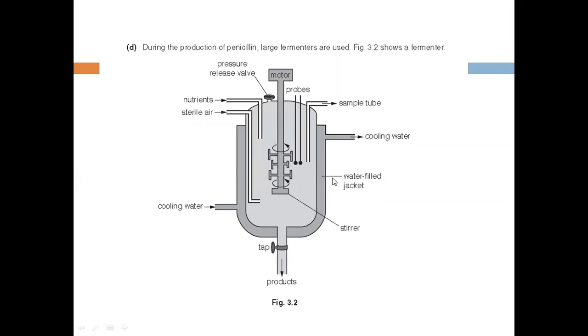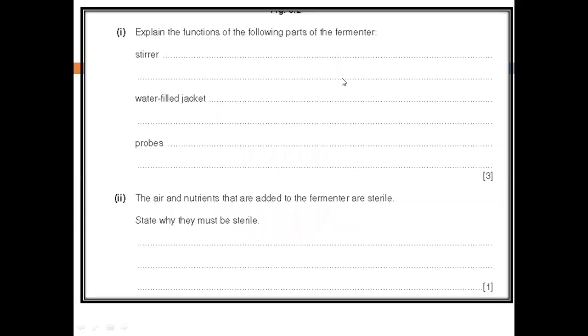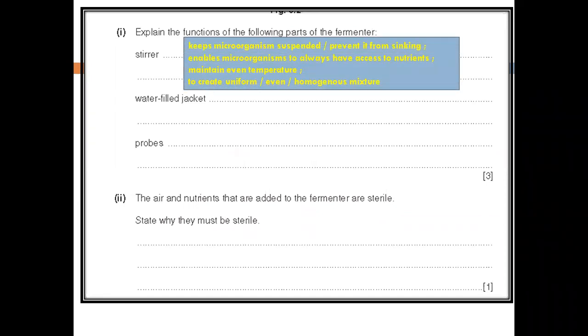Now let's see the question about this fermenter. Explain the function of the following parts of the fermenter: stirrer, water filled jacket, probe. Okay, so the stirrer, I told you, keeps microorganisms suspended, prevents them from sinking, enables microorganisms to always have access to nutrients, and maintains an even temperature. Another point is to create a uniform homogeneous mixture.